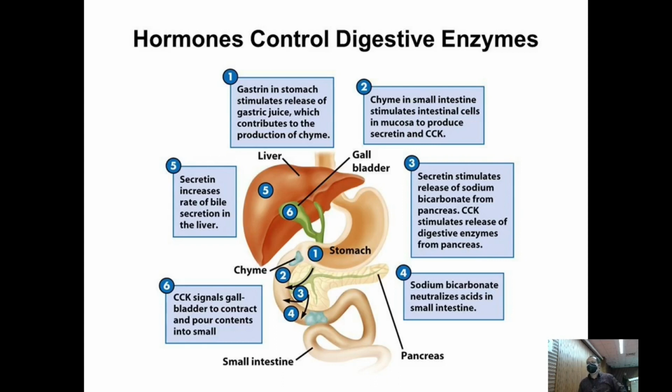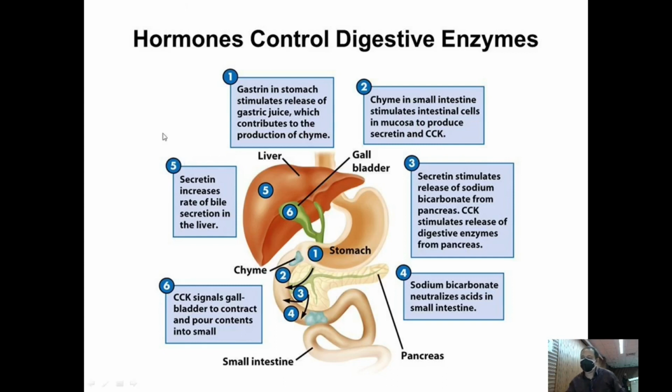As you can see here, the stomach stimulates the release of gastric juice, which contributes to the production of chyme, and then chyme in the small intestine stimulates intestinal mucosa cells to produce secretin and CCK. Gastrin helps in the production of acid chyme. Acid chyme in turn helps in the secretion of secretin and CCK, and then secretin is going to neutralize the acidity in the chyme by releasing sodium bicarbonate from the exocrine pancreas. CCK, of course, is going to help in digestion of proteins, fat, and carbohydrate. Then sodium bicarbonate neutralizes acid in the small intestine.